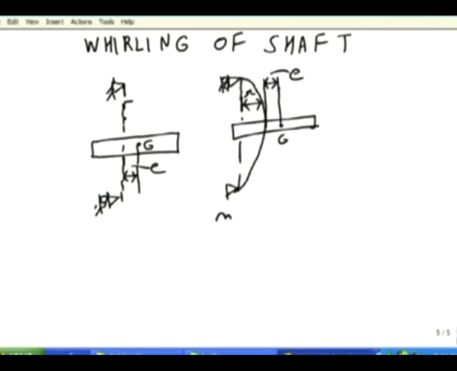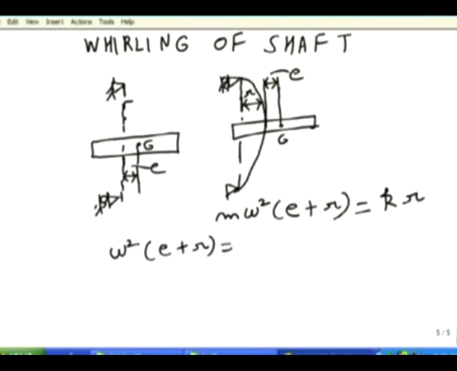So, m omega square (E plus R) is the net centrifugal force acting on the disc, and the restoring force is equal to K times R, where K is the equivalent stiffness of the shaft, because it has displaced by R. Therefore, you get the relation omega square (E plus R) is equal to K by m into R. K by m is equal to omega n square, where omega n is the natural frequency of the system.